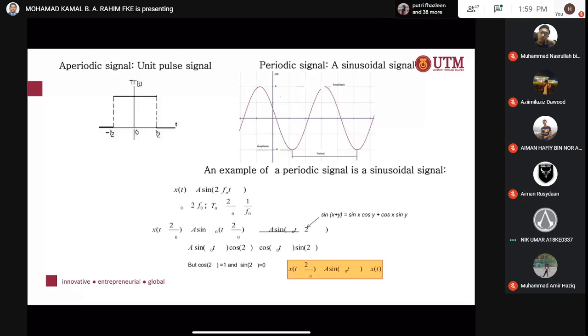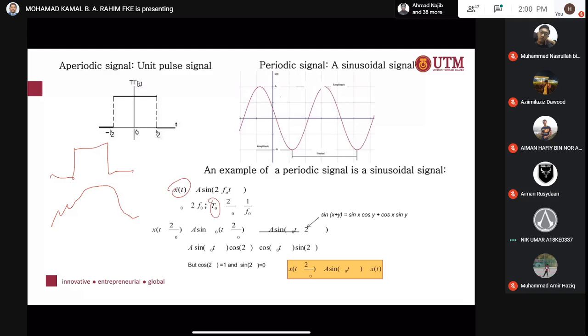Okay, a periodic signal, a unit pulse: this is just an example, this is non-periodic and this is periodic. You can see you have just one pulse like this, so this is in terms of a pulse signal. Sometimes you have a voice signal like this. An example of a periodic signal is a sinusoidal signal where x(t) is this, so you need to have T naught here.